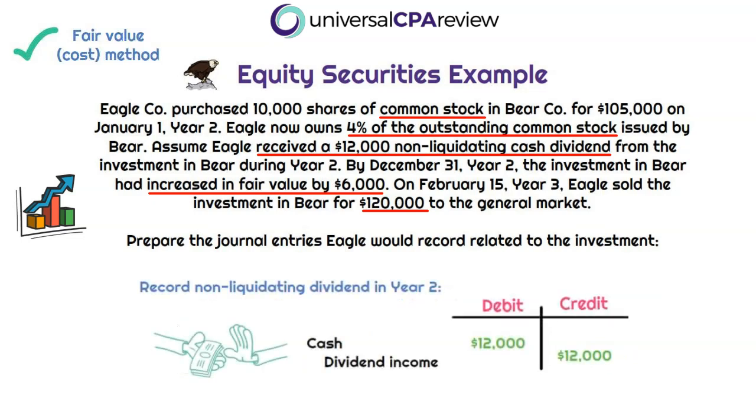So now let's look at the journal entry to record that non-liquidating dividend of $12,000 that they received during year 2. Well, recall our visual, right?